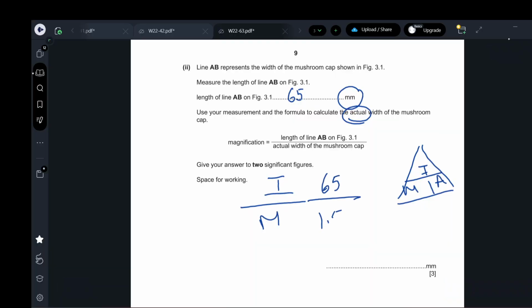65 over 1.5. Careful when you put the number, he wants it to the nearest 2 significant figures. This will give me 43.333. 2 significant figures, it will be 43. Numbers may change due to different scales of printing.